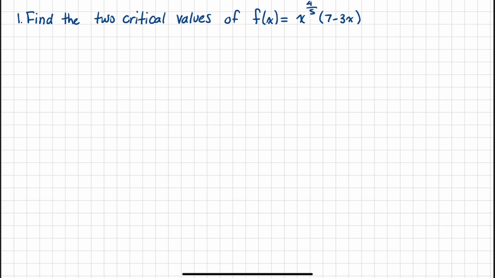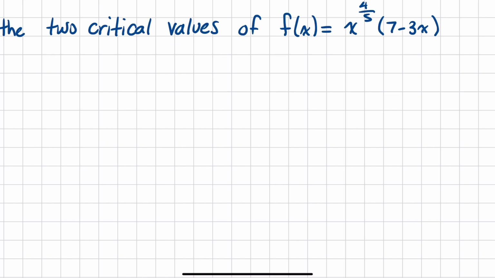In question number 1, we're told to find the two critical values of f of x is equal to x to the power of 4 over 5 multiplied by 7 minus 3x. Now recall, to find the critical values of a function, all you have to do is take its derivative and set it equal to 0.